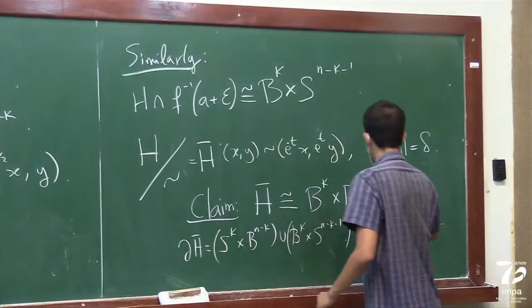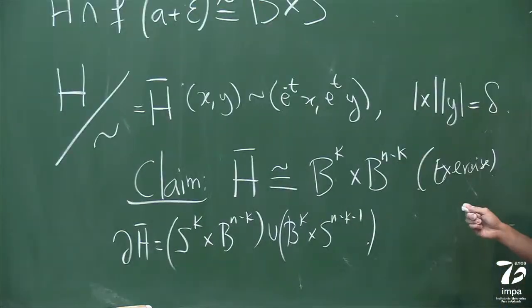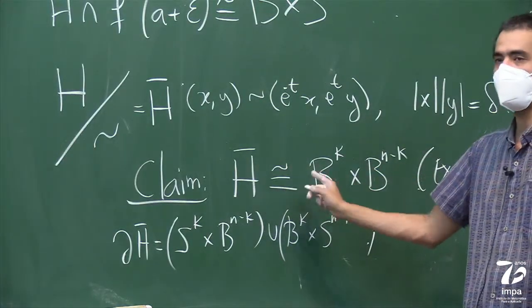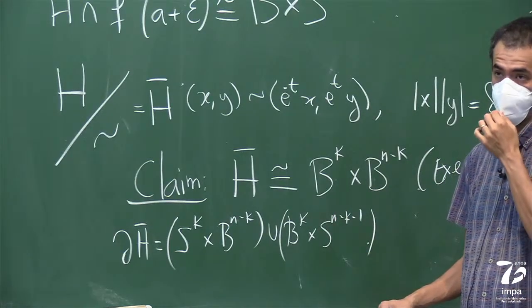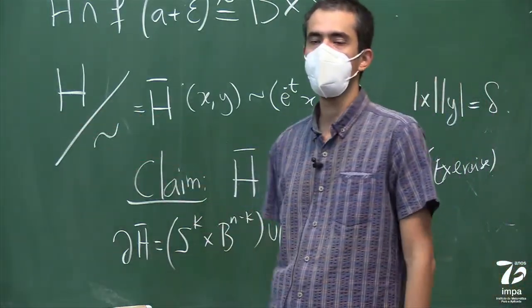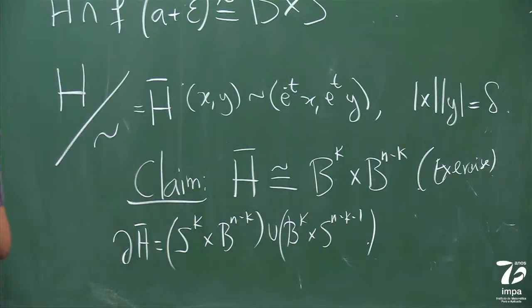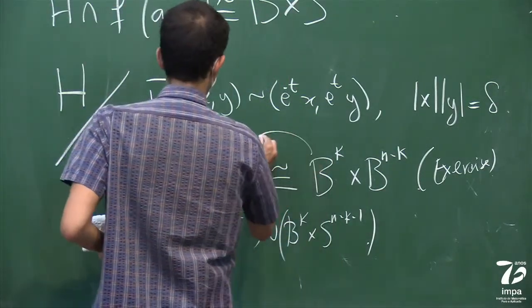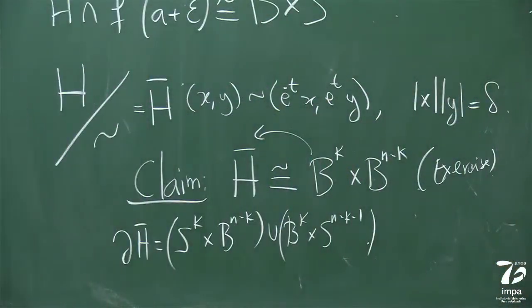This claim I really want to leave as an exercise. I think it's instructive for you to construct this map, this homeomorphism. It's a very straightforward homeomorphism. You should try to figure out how to do that. Probably the easiest way will be to build a map like this.